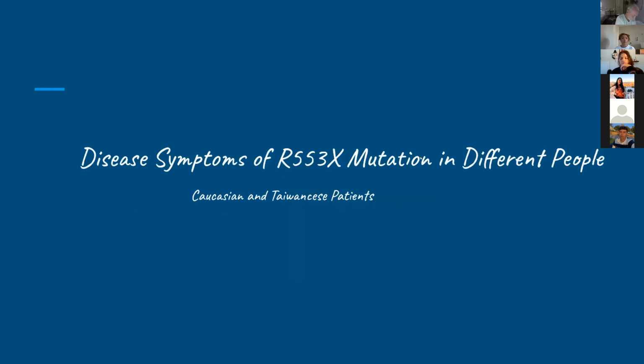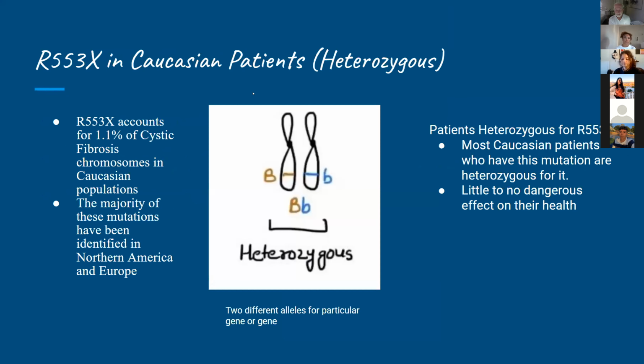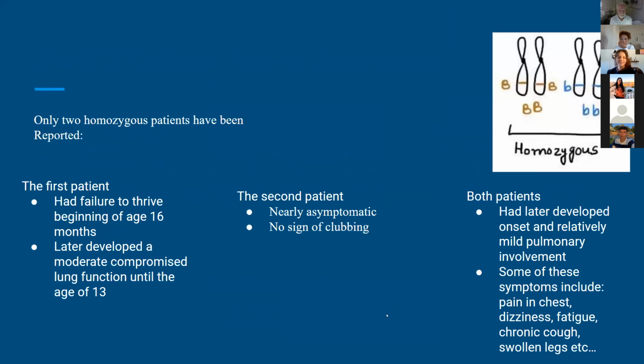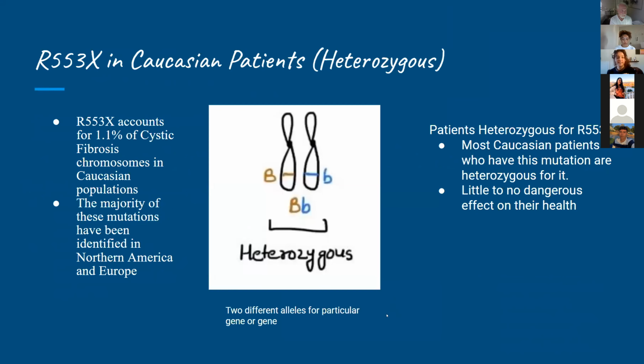Okay, so now let's talk about the disease symptoms that the R553X mutation has on different people. Elizabeth and I found a very interesting case study where we talked about the differences and effects on Caucasian and Taiwanese patients. Patients heterozygous for R553X, it's specifically for Caucasian patients.